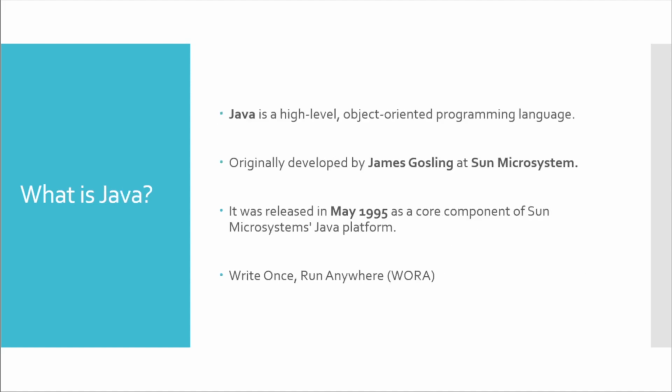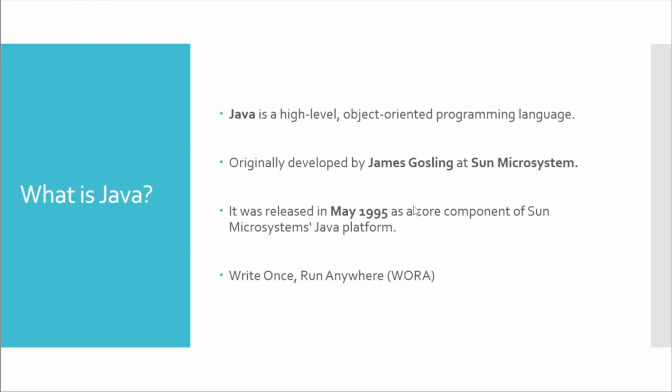So what is Java? Java is a high-level object-oriented programming language, just like your C, or Python. Python is a very high-level object-oriented programming language. When we say high-level programming language, it is something that is readable to us human beings. Not really readable to the machine, but it is much closer to what we understand and what we can read. Java was originally developed by James Gosling at Sun Microsystems, but now it is owned by Oracle.